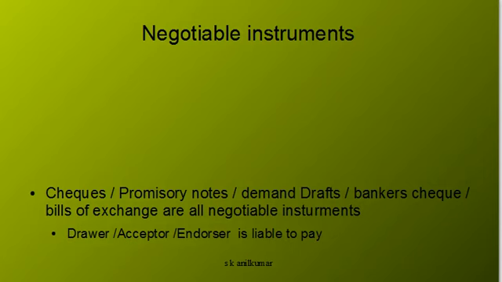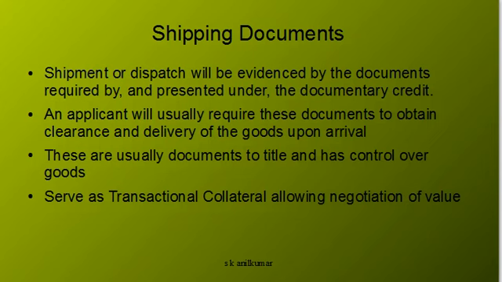Negotiable instruments. Checks, promissory notes, demand drafts, banker's check, bill of exchange are all called negotiable instruments. They are called negotiable because they transfer title by endorsement and or delivery. The value can be transferred for value received, for consideration, and the holder in good faith gets all the rights to claim the money. These are used by the buyer and seller to ensure values are transferred from one party to another on or before the due date.